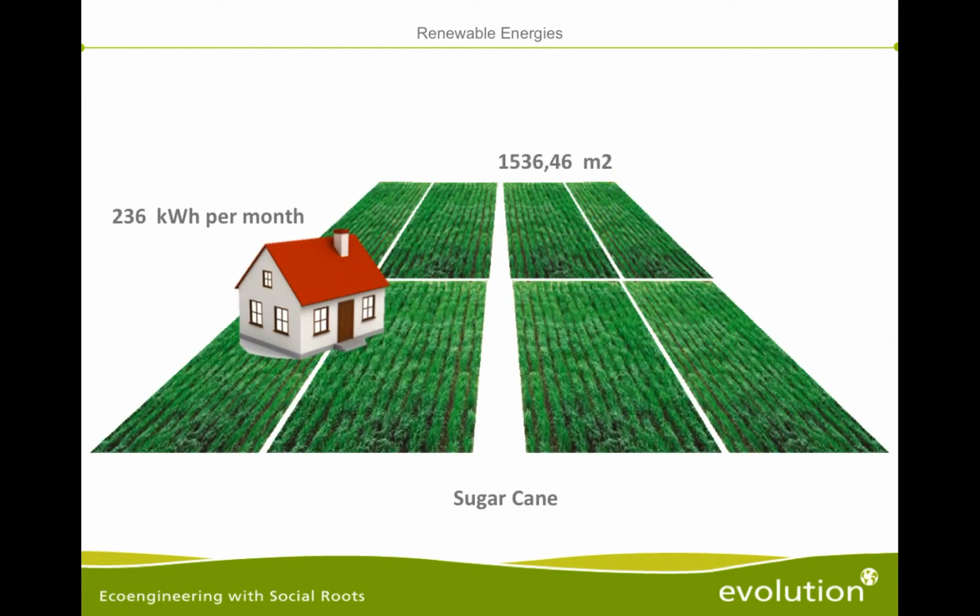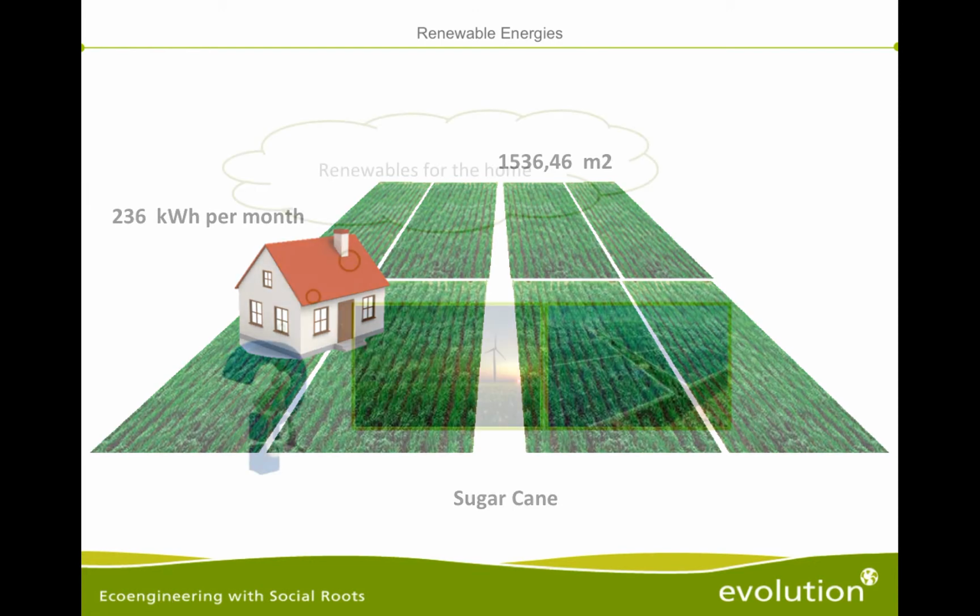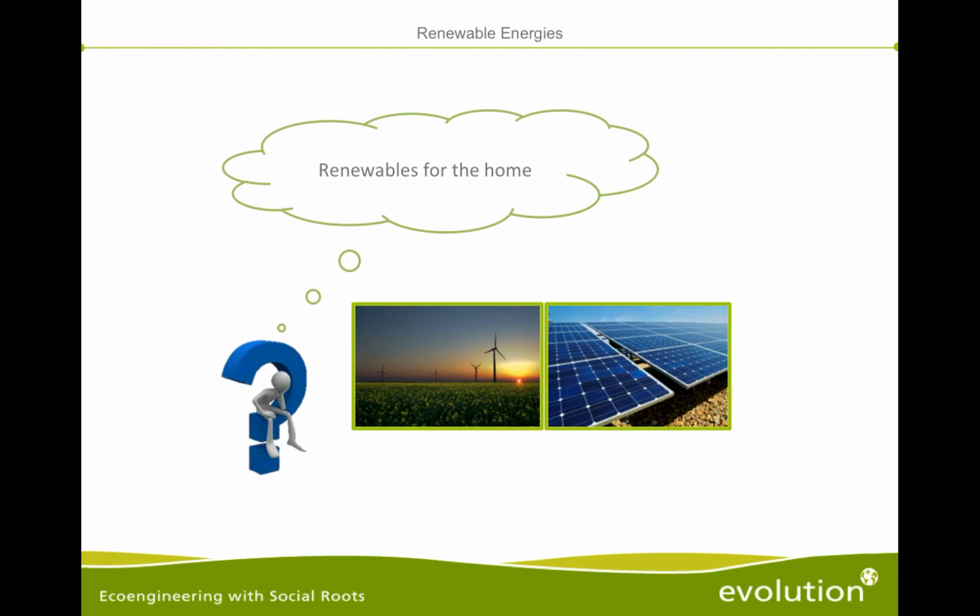If we compare that to our house, it is a substantial amount of land. Basically, we need a farm around our house of sugarcane in order to meet that electricity demand. So, if we're thinking of renewables for the home, in this case be it wind, biofuel or solar PV, we need to think fairly big. We're talking about substantial installations to meet the demand, and remember, we haven't considered heating and cooling.